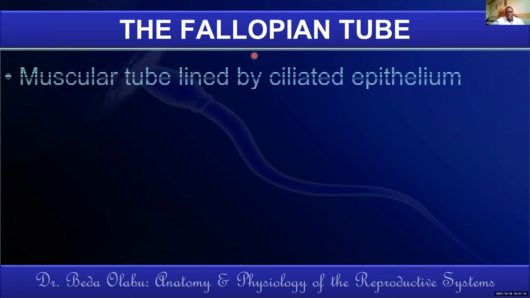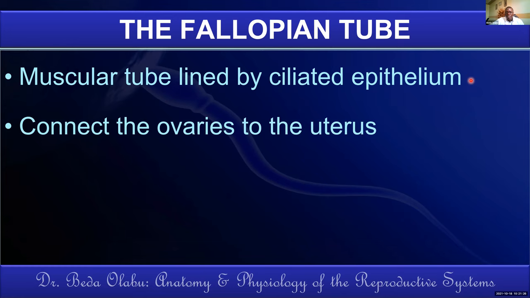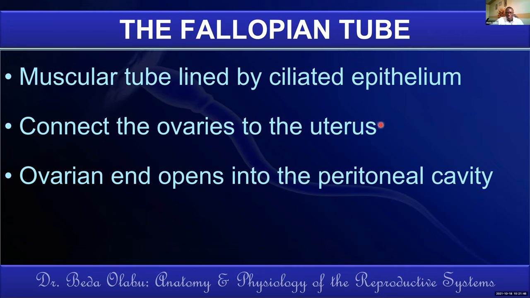The fallopian tube is just a muscular tube lined by simple columnar ciliated epithelium. This muscular tube connects the ovaries to the uterus. It doesn't quite have a strong anatomic connection with the ovary, not really. It is suspended just over the ovary, but it is continuous with the uterus. So the ovarian end of the fallopian tube opens into the peritoneal cavity. When ovulation takes place, the egg is also released into that peritoneal cavity. Then it's the role of the fallopian tube to fish the egg.